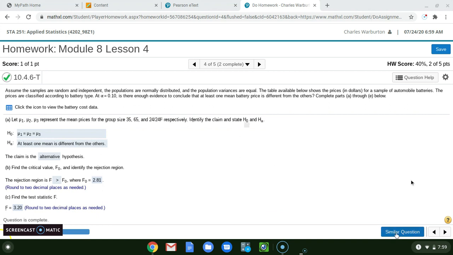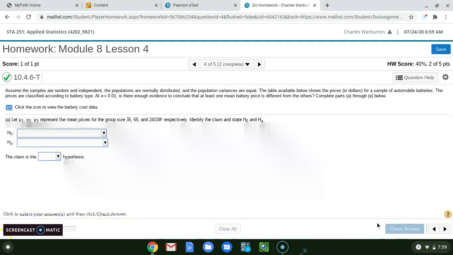All right, so here it is. Module 8, Lesson 4. Let's do a similar question. Assume samples are random and independent. Populations are normally distributed, and the population variances are equal. So all of the conditions have been met. The table shows the prices for a sample of automobile batteries, classified according to battery type. At the significance level of 0.01, is there enough evidence to conclude that at least one battery price is different? So there's the claim that at least one battery price is different.